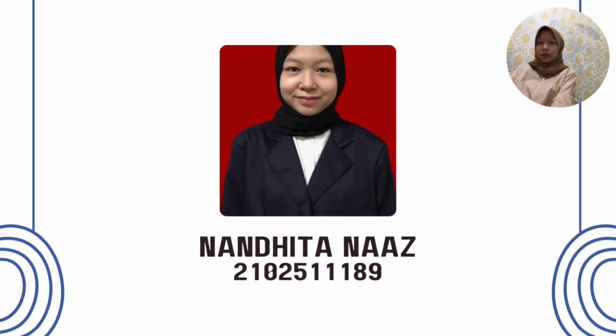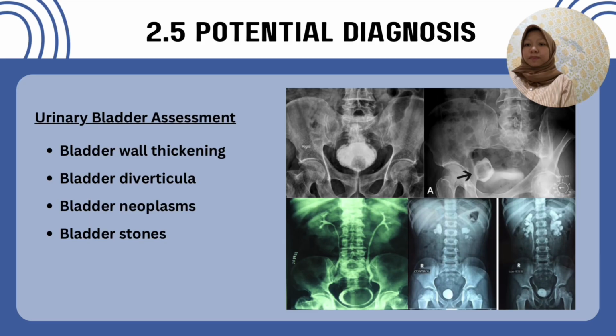My name is Nandhita Naaz with the last digits of my student number 189. And now I'll explain about the potential diagnosis for urinary bladder assessment. While the primary focus of an IVP is typically on the kidneys and ureters, abnormalities in the urinary bladder can also be detected. During the procedure, bladder conditions such as wall thickening, diverticula, neoplasm, or stones may be diagnosed or assessed. For bladder wall thickening, abnormal thickening of the bladder wall, which may be indicative of inflammation, infection, or other conditions, can sometimes be visualized on the IVP images.